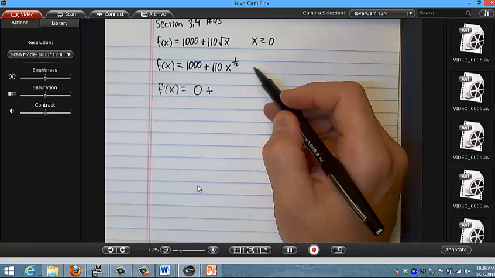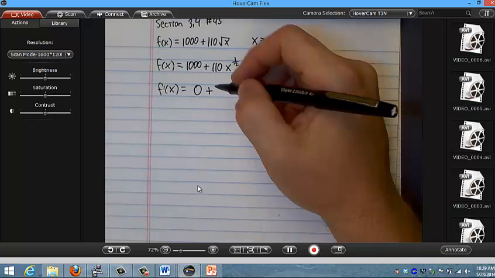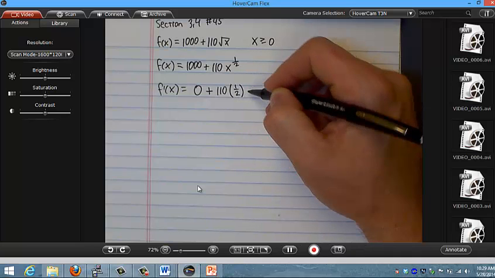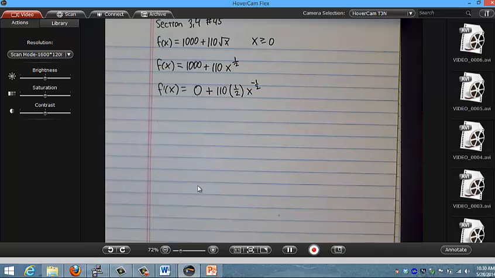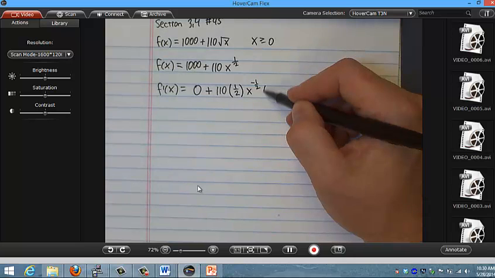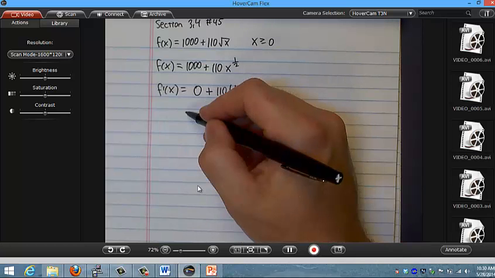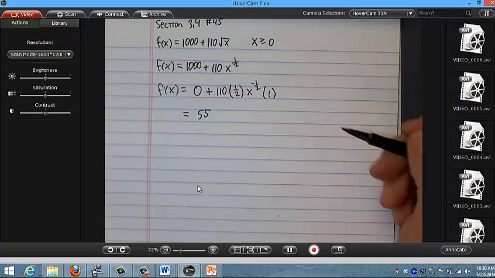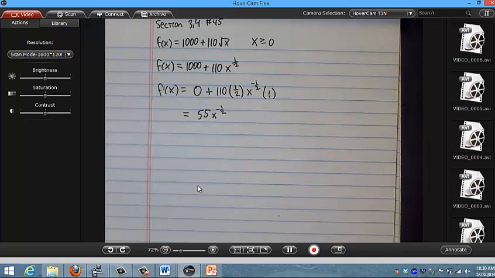If you use the product rule, you'll notice one of the pieces goes away. So what you get is you get 110, and then bing, 1/2, and then x to the negative 1/2, and then bong. Well, this time the derivative of what's inside is just you're taking the derivative of x, so it's times 1. So really what you get is, I guess, 55 x to the negative 1/2. Does that make sense to you guys?